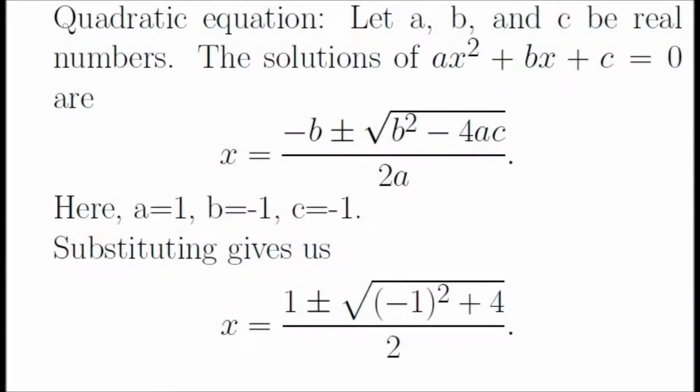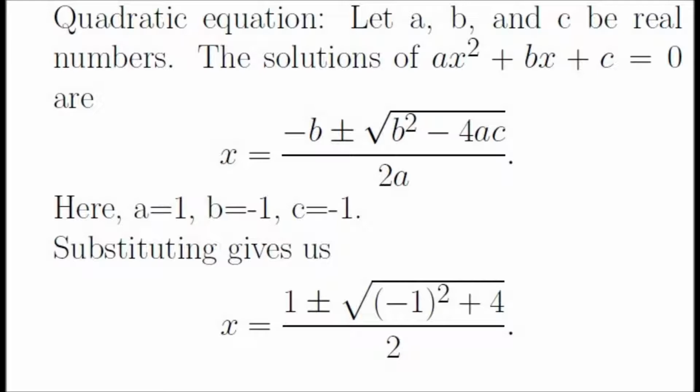Quadratic equation: let a, b, and c be real numbers. The solutions of ax squared plus bx plus c equals 0 are x equals negative b plus or minus the square root of b squared minus 4ac, all over 2a. Here, a equals 1, b equals -1, c equals -1.